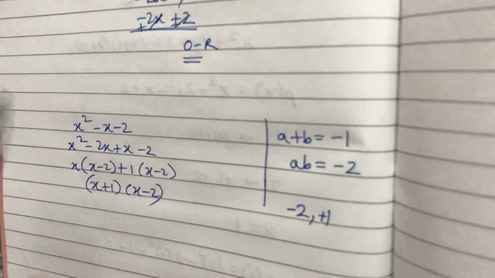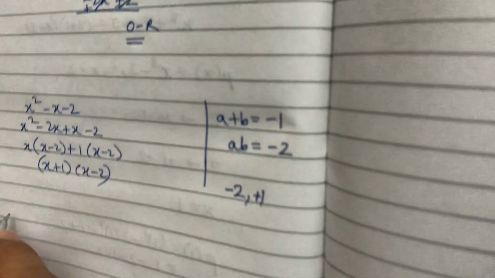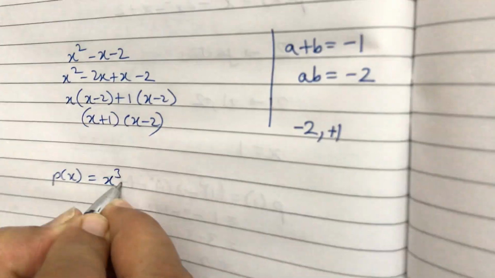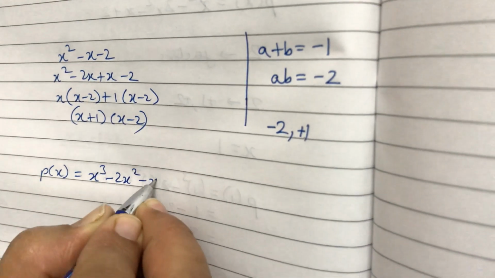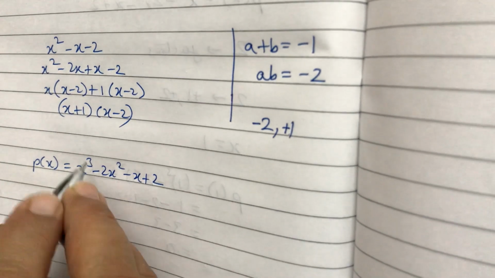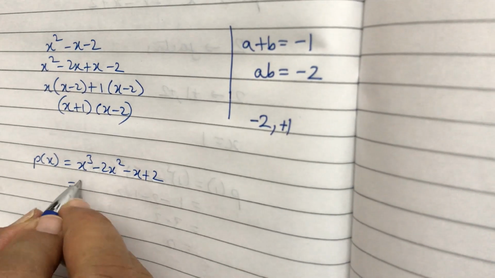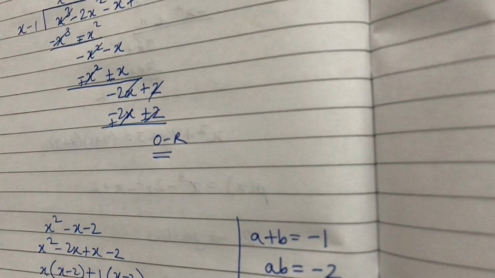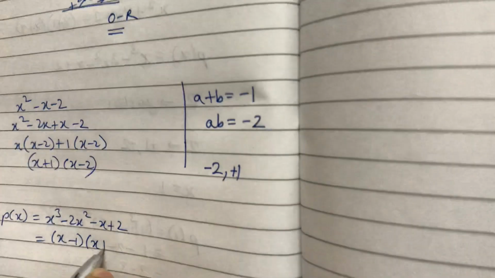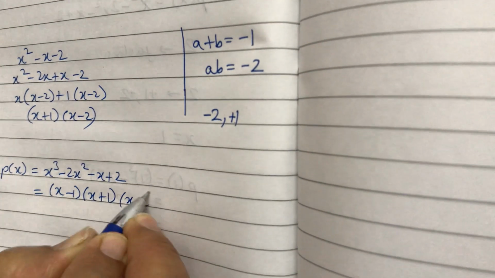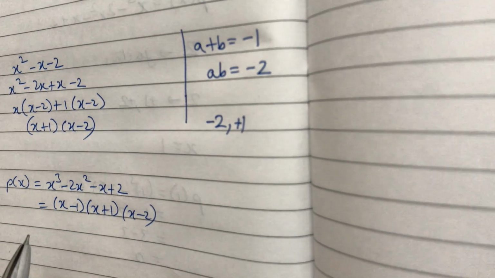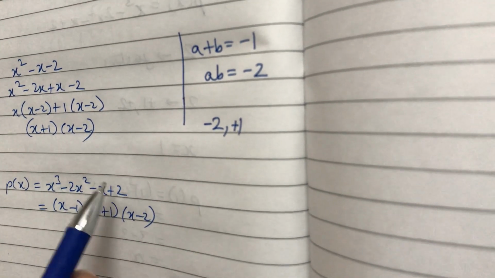Now the question was to factorize this cubic polynomial using the factor theorem. So p(x), which was equal to x cube minus 2x squared minus x plus 2, can now be written in the factored form as x minus 1, which was the first factor, into x plus 1 into x minus 2. So we have used the factor theorem to factorize a cubic polynomial.